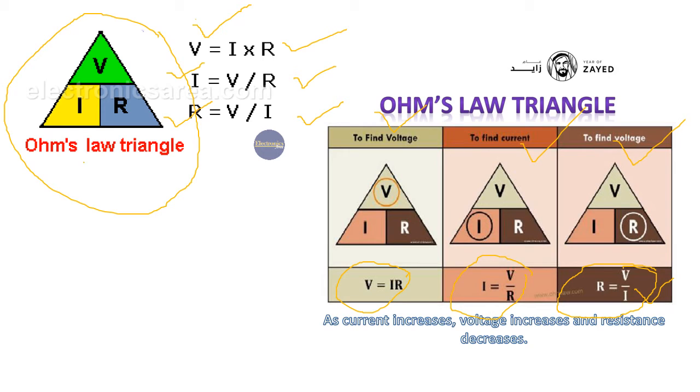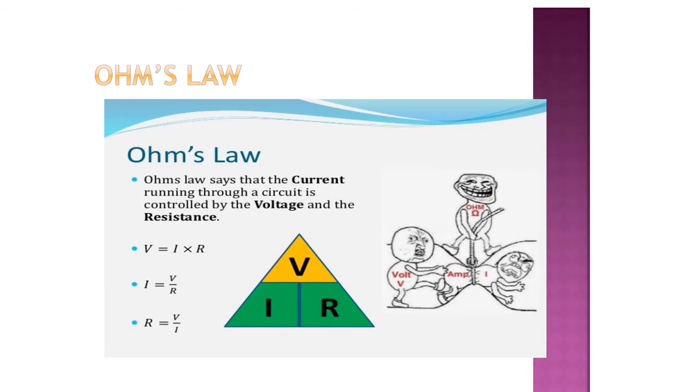So by this Ohm's law triangle, you can find any of the things which is missing, either a current, a voltage or a resistance. So here is this picture you can see over here. In a simple way, what you can say is current running through a circuit is controlled by voltage and resistance. So the flow of the current is controlled by what? Controlled by the potential difference, that is voltage, and resistance. These two are important for how much amount of current will be flowing through the conductor.